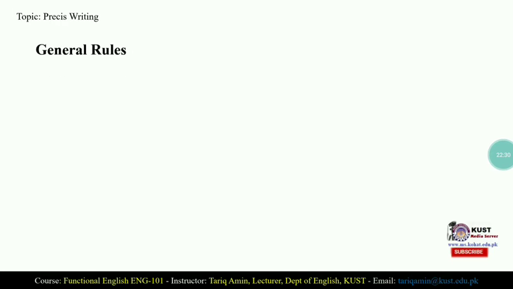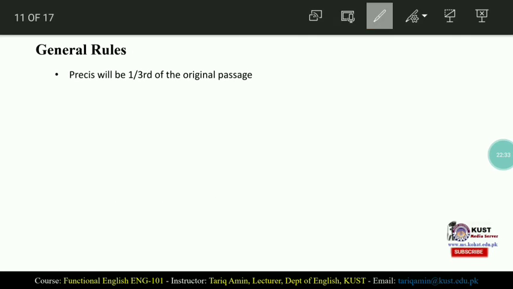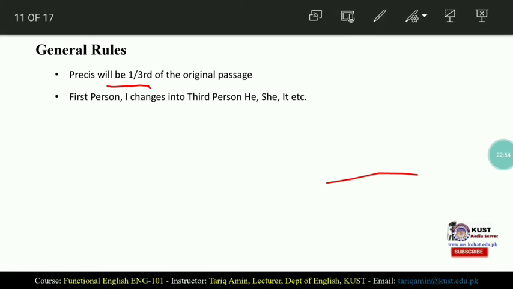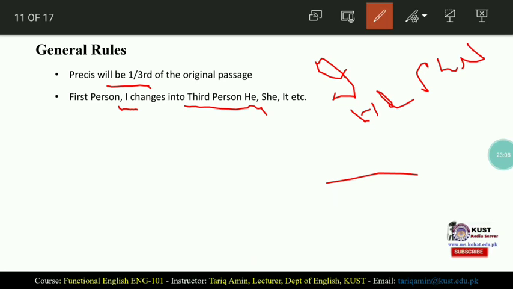Now there are some general rules. The very first one is that a précis will be one third of the original passage. It should be one third of the original passage. For example, if your original piece of writing contains 3 pages, its précis should be just 1 page. The second point is that first person I changes into third person, he, she, it, etc. For example, first person is I. It changes into he, she, it, etc.